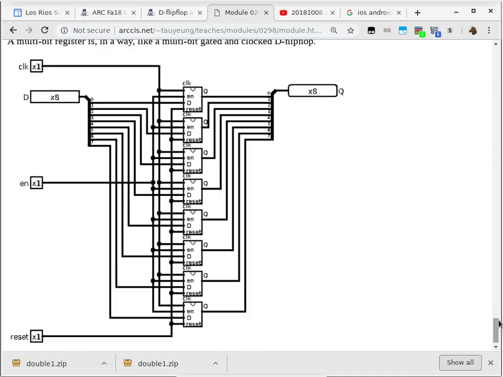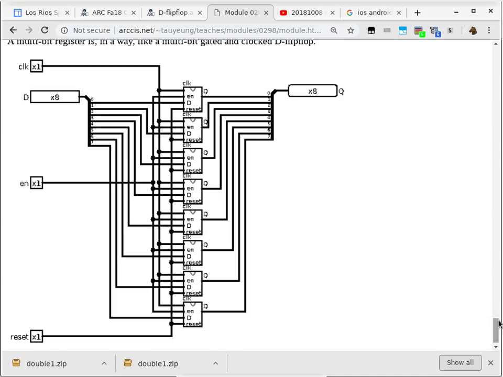So when you look at it, what about the clock line? The clock line goes to everybody. It is shared. What about the enable line? The enable line is also shared. What about the reset line? The reset line is also shared. So the 3 control pins are shared amongst all of these D flip-flops. What is not shared? The data pin. That's it. The data pin is the only thing that is not shared.